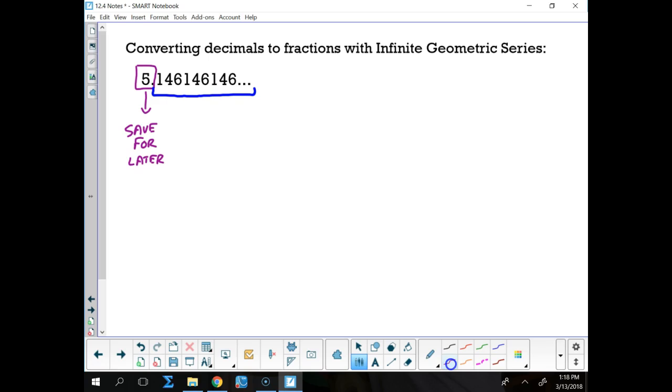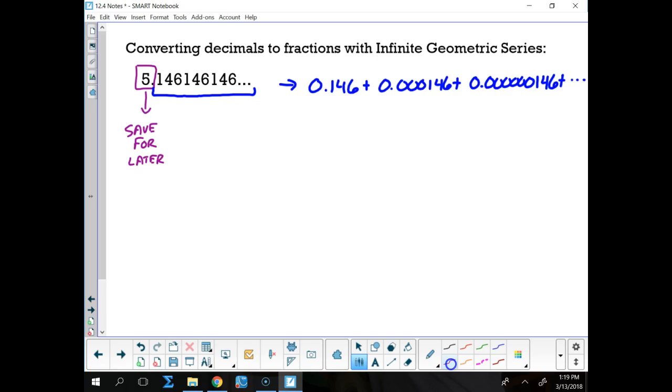Okay? So this is 0.146 plus 0.000146 plus 0.000000146. Right? First question: is it infinite? Yeah, because of the dot, dot, dot.